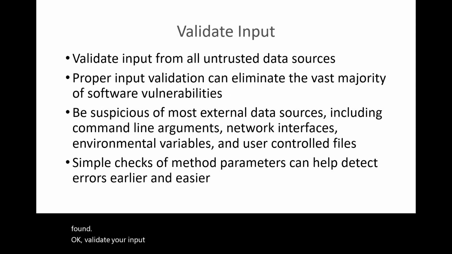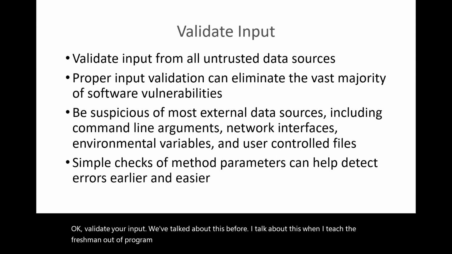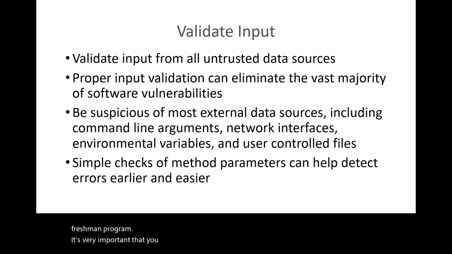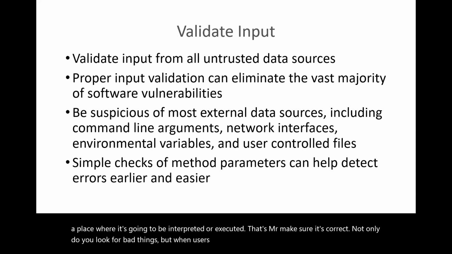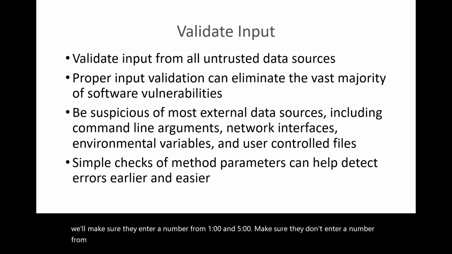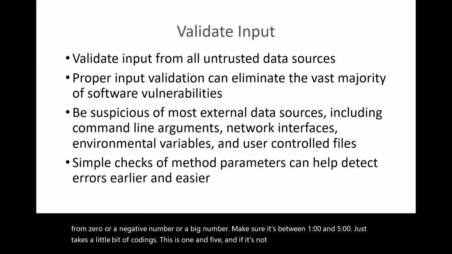Okay, validate your input. We've talked about this before. I talk about this when I teach the freshmen how to program. It's very important that you validate your input. And we've talked about never, ever put user input in a place where it's going to be interpreted or executed. That's a mistake. Make sure it's correct. Not only do you look for bad things, but if a user is supposed to enter a number between 1 and 5, make sure they enter a number from 1 to 5. Make sure they don't enter a 0 or a negative number or a big number. Just takes you a little bit of coding to check that it's between 1 and 5. And if it's not, tell the user to do it again.